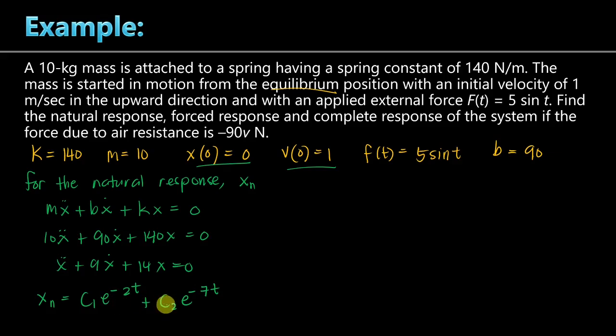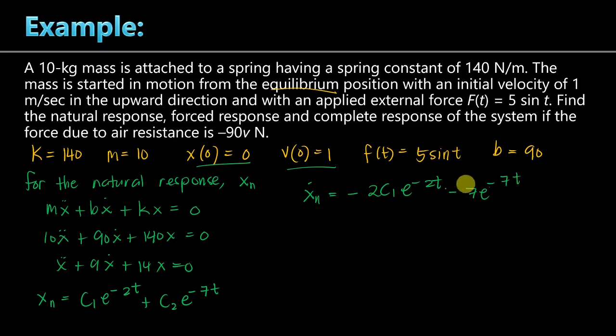We can solve for the values of c1 and c2 by imposing the initial conditions here. But there are two initial conditions. One requires the velocity, which is the first derivative of xn. That is why we solve first for xn dot. And this xn dot represents the velocity function. So the derivative of this is negative 2 c1 e raised to negative 2t minus 7 c2 e raised to negative 7t.